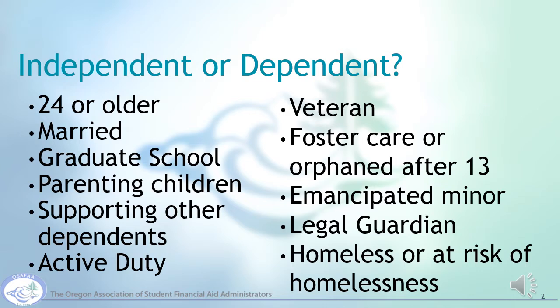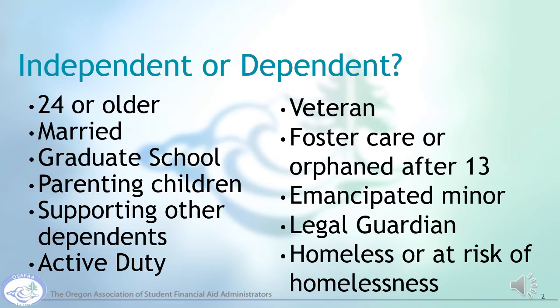The questions are: Is the student 24 years of age or older? Is the student married? Is the student enrolled in a graduate program? Is the student providing at least 50% of the support for a child or other dependent? Is the student on active duty in the U.S. military? Is the student an other than dishonorably discharged veteran of the U.S. military?